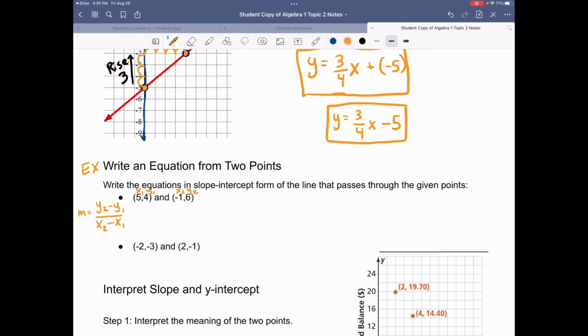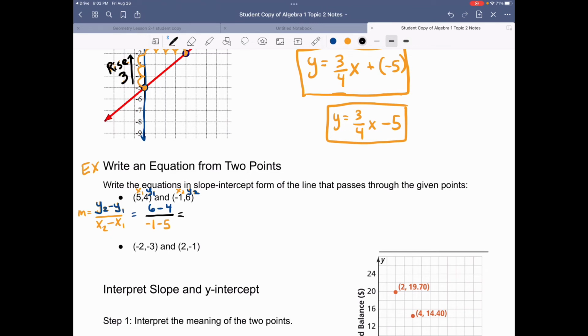So now what we need to do is look at our y's, right? So our y's are, maybe it'd help if I put them in a different color, y1 and y2. Tiger colors, blue and orange. Y2 is 6, so 6 minus y1 is 4. Okay, and there's always going to be a minus in between. Divided by the x2 is negative 1 minus the x1 is 5.